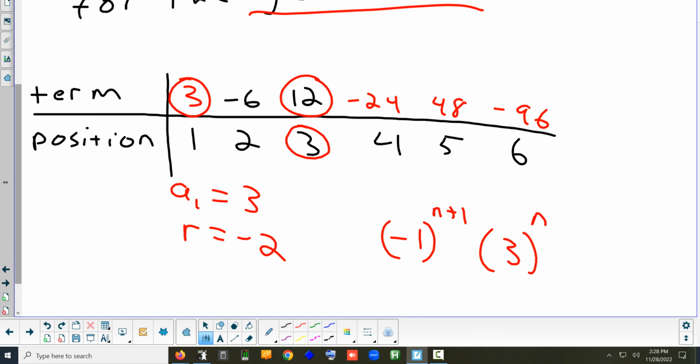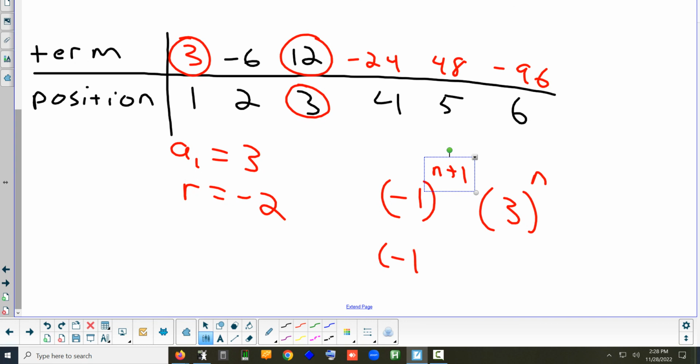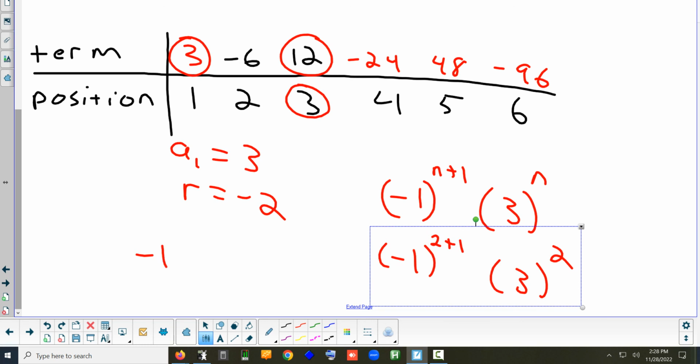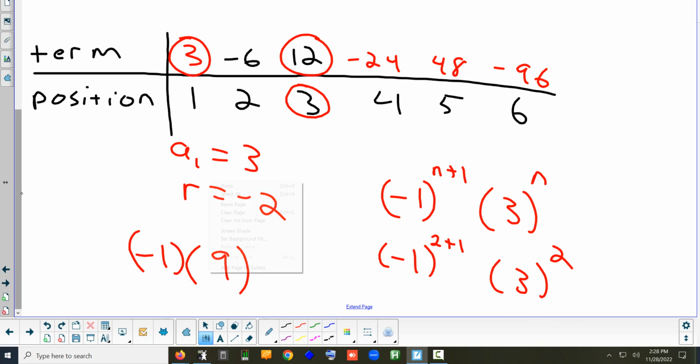So let's try it for the number 2. If we plug in 2 for n, we would get -1, and I'm plugging in 2. So that would give me 2 plus 1, and this would give me 3 to the 2. Well, that's -1 cubed, so that's -1. 3 squared is 9. -1 times 9. I'm not sure that gave me the right number. That's the formula you meant, right?